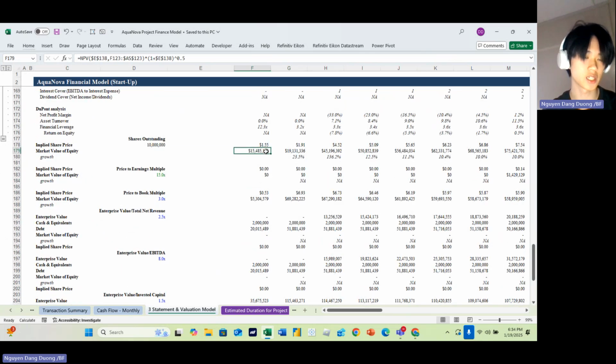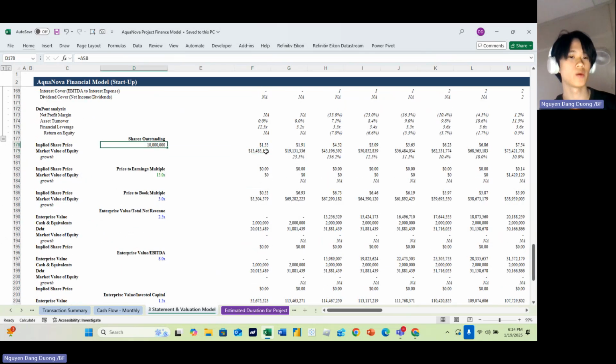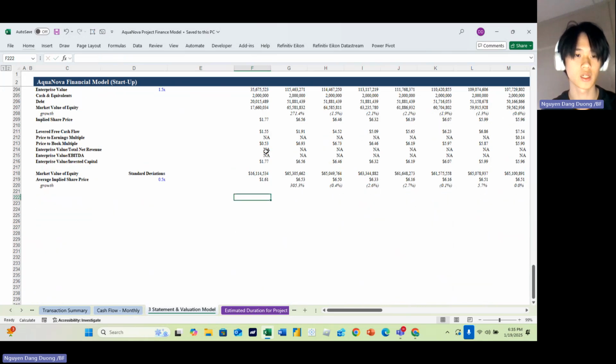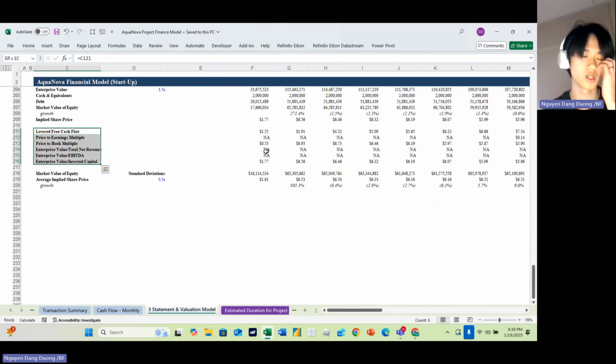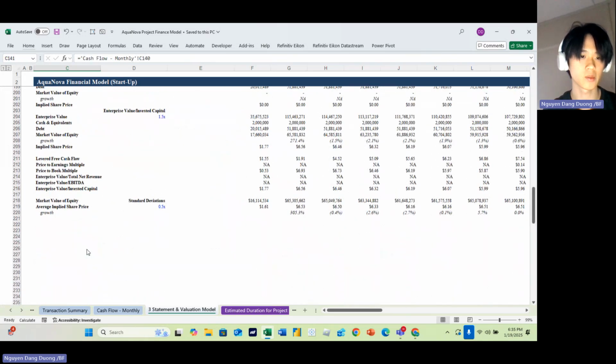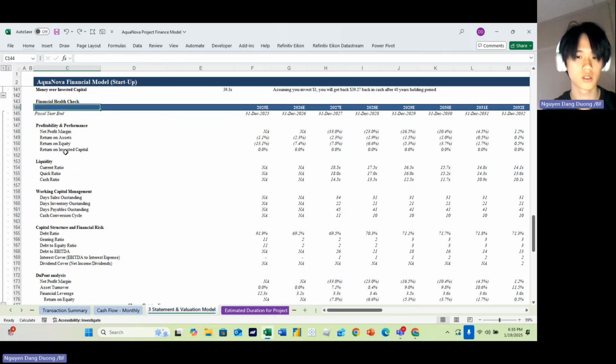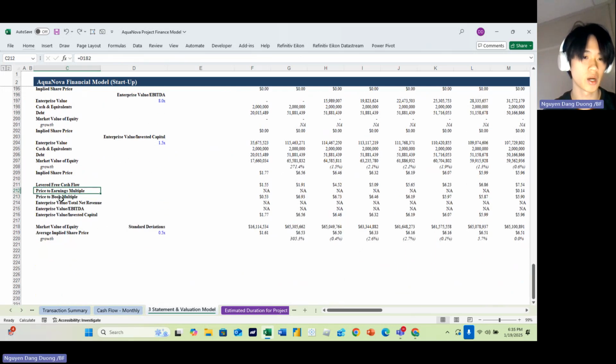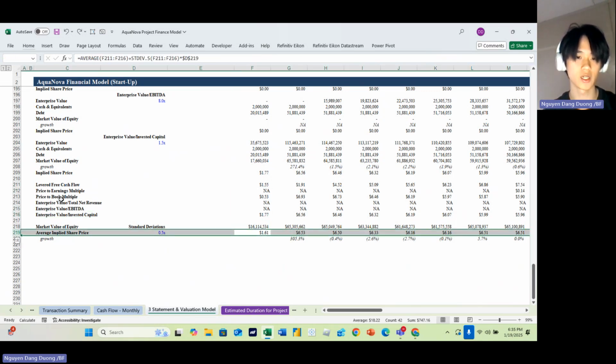And also we added a section for IPOs where we use valuation methodologies to predict the share price of this company and how much it's worth. With all these valuation methodologies, one of them for example being the levered free cash flow method, and price to earnings multiple, price to book multiple, enterprise value to revenue, enterprise value to EBITDA, and enterprise value to invested capital, we predict our share price to be over here.